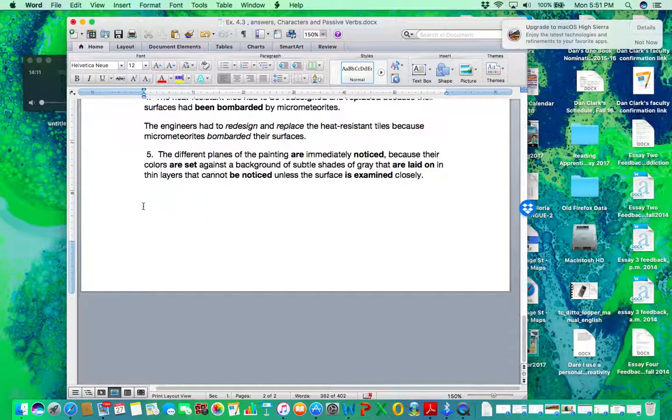Okay. Well, I'm just going to jump in, all right? So the different planes of the painting are immediately noticed. Well, who notices them? We don't have a subject. So I'm just going to put one in. Let's just say the viewer, the person looking at the painting. The viewer... what happened here? How come I have a different font? That's Cambria and this is Helvetica. I don't know how that happened.